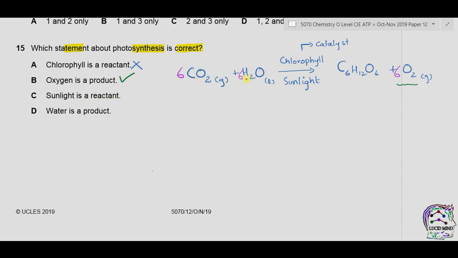Only CO2 and water are reactants, so therefore this is incorrect. Sunlight only provides energy for the chemical reaction. D. Water is a product. Now water is a reactant, it is not a product, so therefore D is incorrect. The correct answer is therefore B.